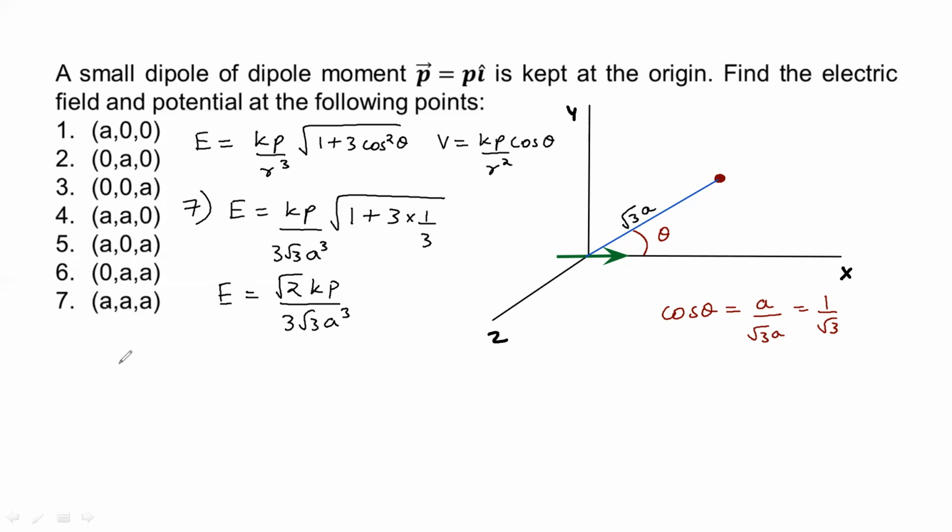And what about potential? V is going to be kp over r square. R square is going to be 3a squared into cos theta. Cos theta is 1 over root 3. So the answer is Kp over 3 root 3 a squared. All right.